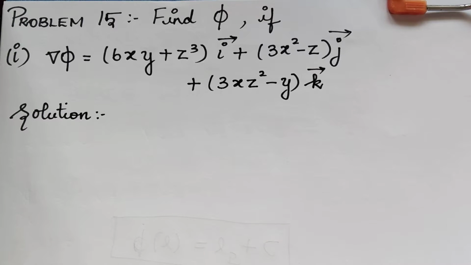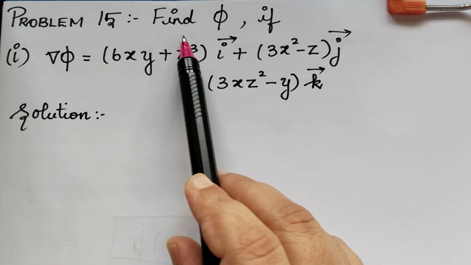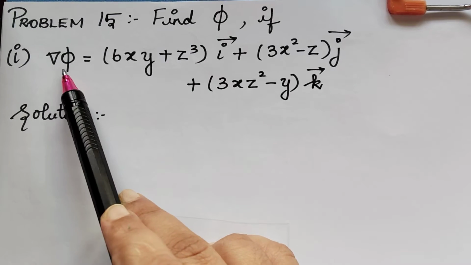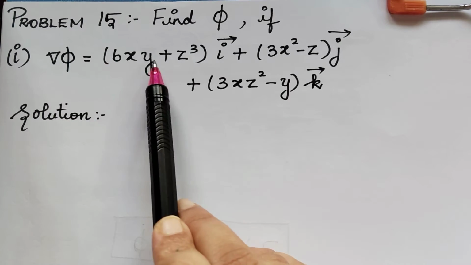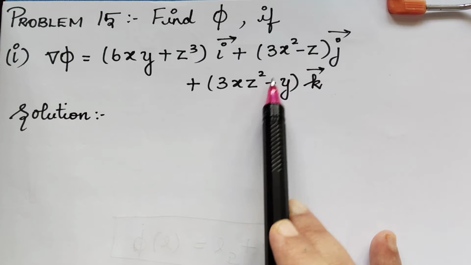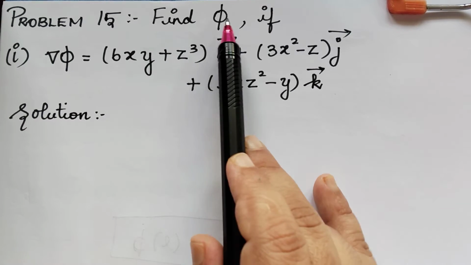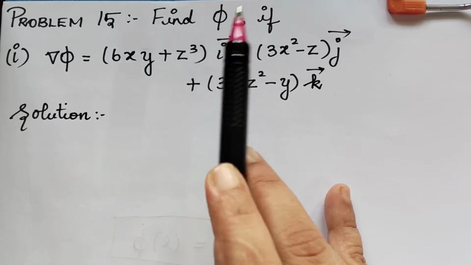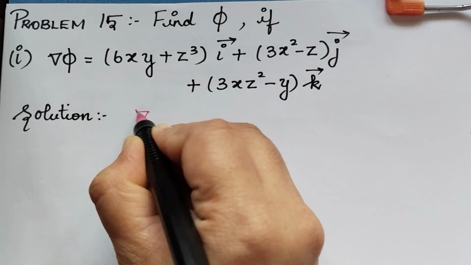Dear students, this is a continuation of the previous video lecture where we are finding the value of phi when nabla phi is given. So now here nabla phi is given in the form of a vector where each of the components i, j and k are given, and we have to find phi. Now in order to do that, first we should know what is nabla phi.